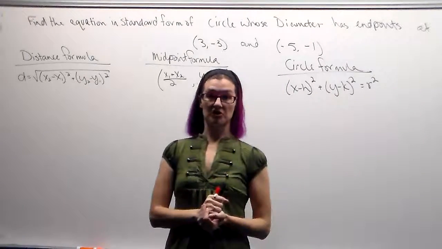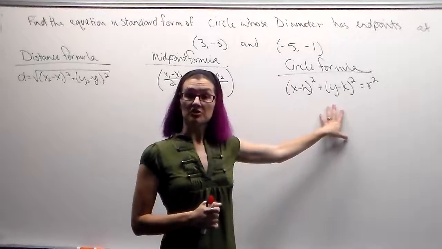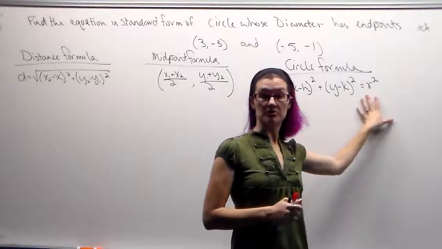Alright, today we're going to talk about circles. For circles, there's three main formulas you're going to need. The very first one's going to be your circle formula. That's (x − h)² + (y − k)² = r².